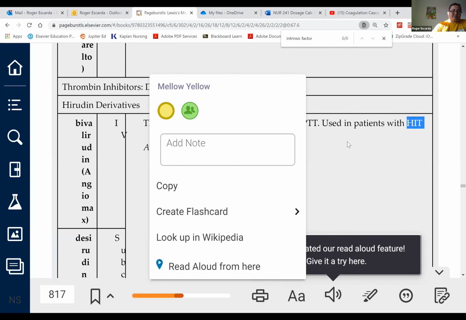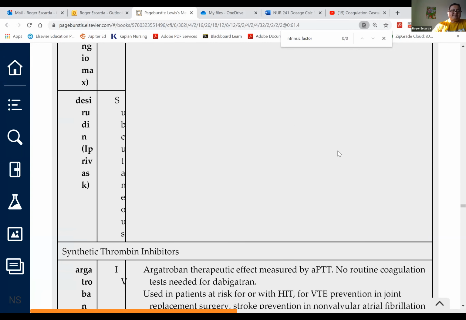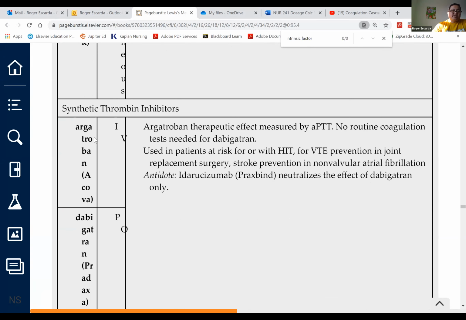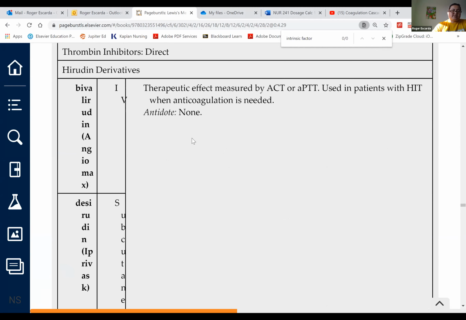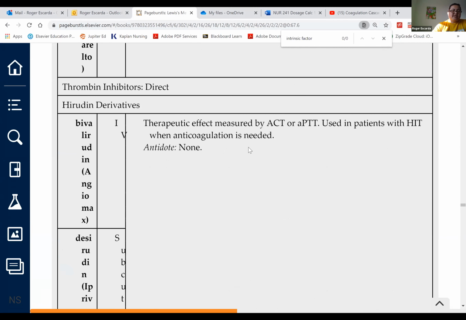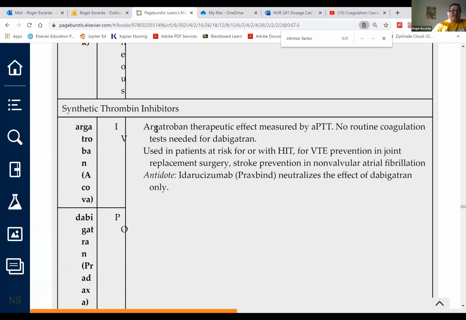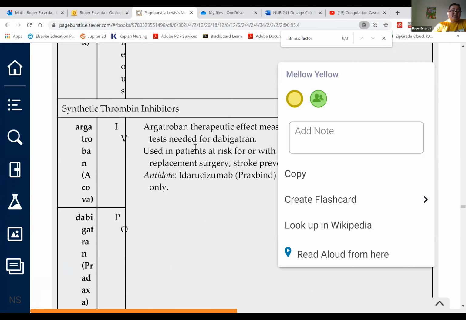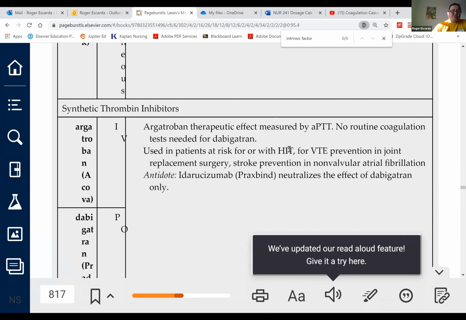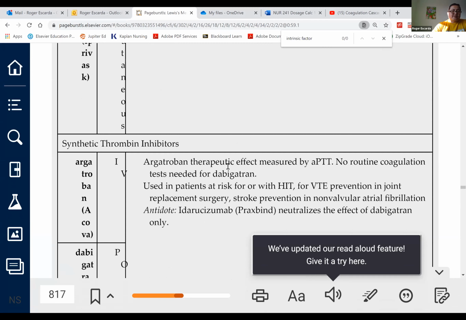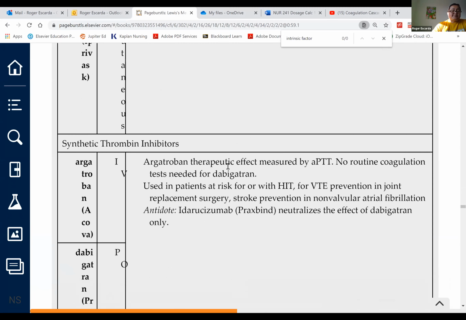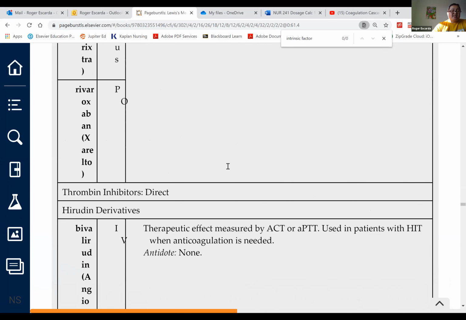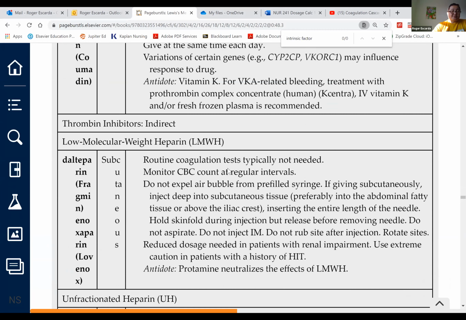If you need help with that, just let me know. As well as argatroban. So argatroban and Angiomax, again, are more commonly used in the cath lab. Argatroban is another alternative if the patient develops HIT. HIT is heparin-induced thrombocytopenia, which is a dangerous complication, because instead of preventing clots, the patient develops clots after exposure to heparin.